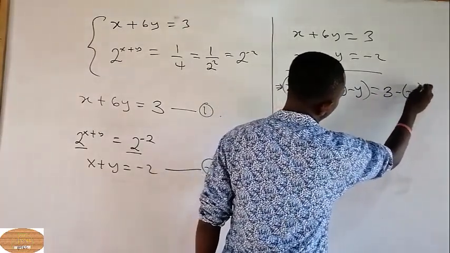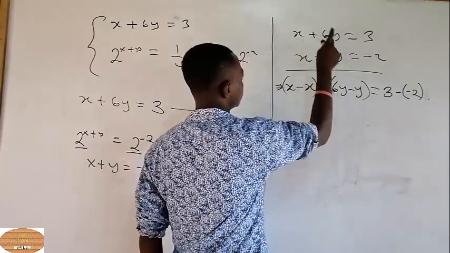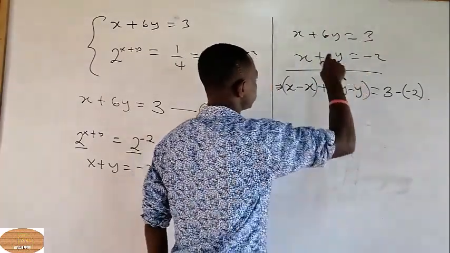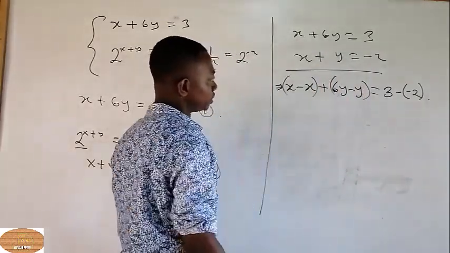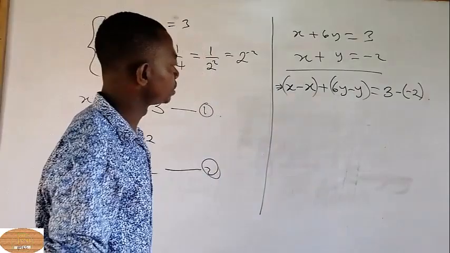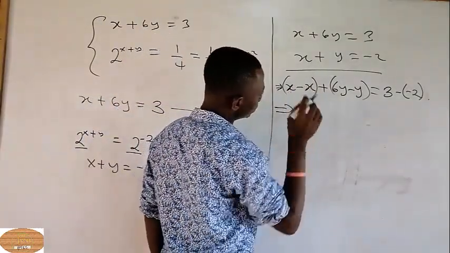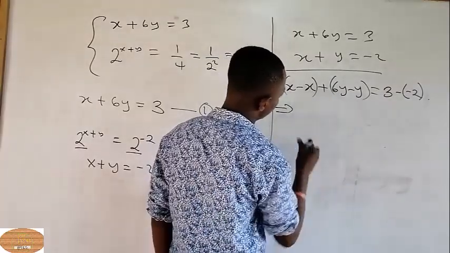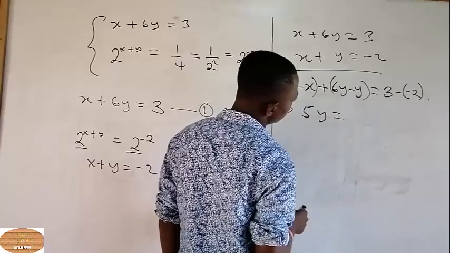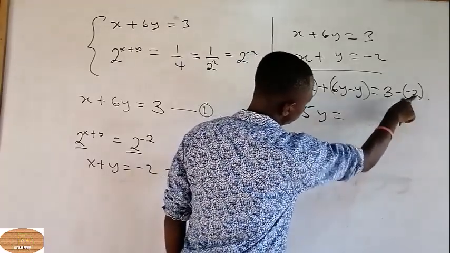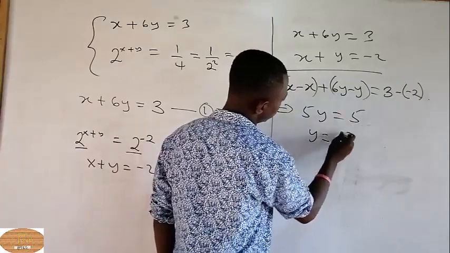minus 2. Alright, so we are subtracting this one from this one, because we have one of the variables common in both equations, so it's easier to use the elimination method. Alright, so x minus x is 0, 6y minus y gets 5y, so 3 minus 2, so this one will be plus, so 3 plus 2 is 5, so y is literally 1.